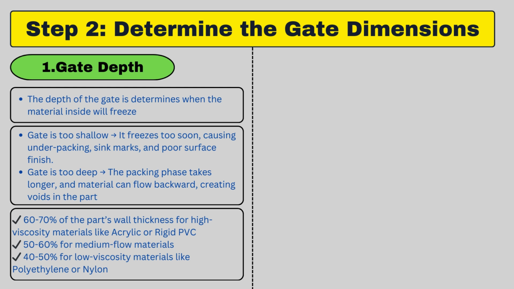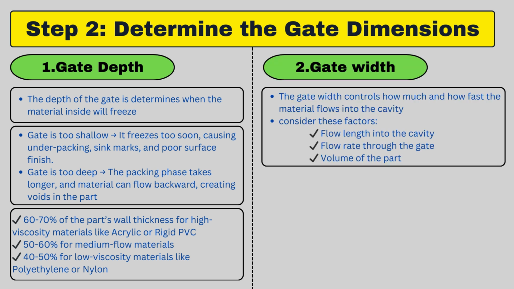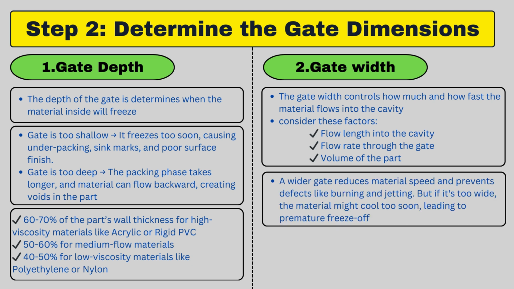Now let's discuss the gate width. Gate width controls how much and how fast the material flows into the cavity. For the gate width, we will consider factors like flow length into the cavity, flow rate through the cavity and volume of the part. A wider gate reduces the material speed and prevents defects like burning and jetting.